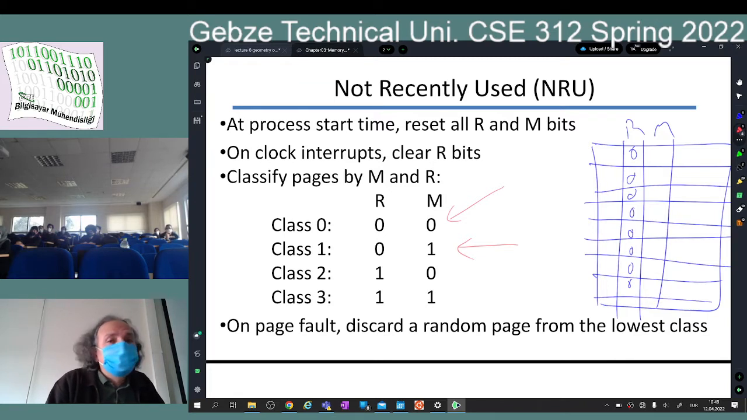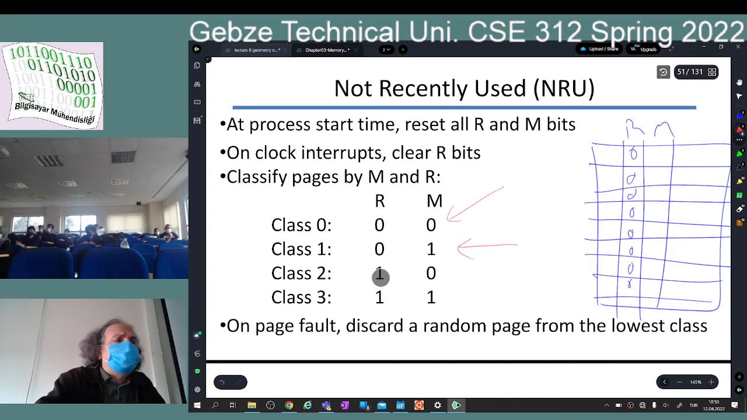Class 2 is going to be transitioned to class 0 when the clock interrupt happens. So the R bit is going to be cleared. That's why it is more common to get class 0, right? Yeah, exactly. The idea is this: if this is one, what does that mean? This happened during the last clock tick time. Remember, interrupts happen every 50 milliseconds. At every 50 milliseconds, I am clearing my R bits.